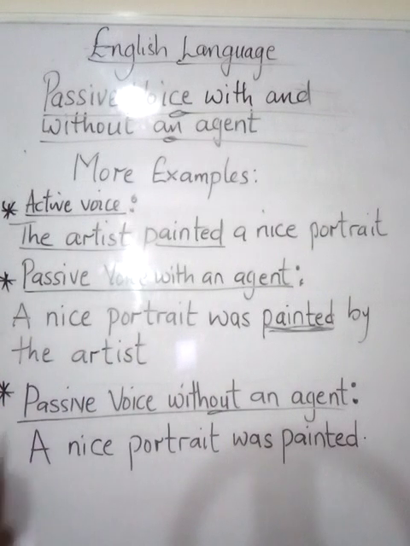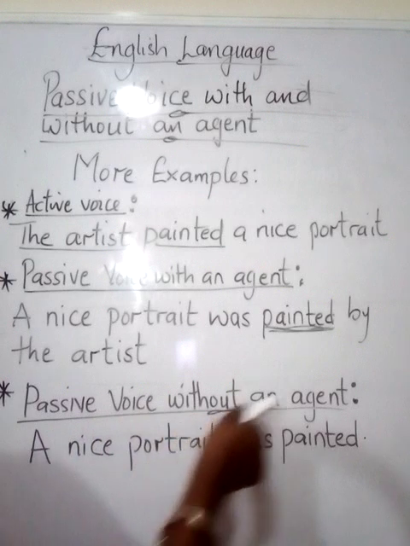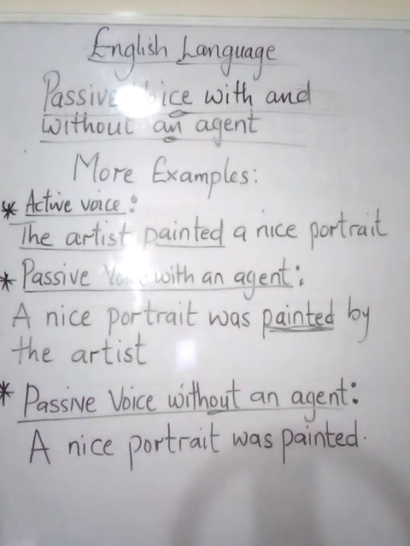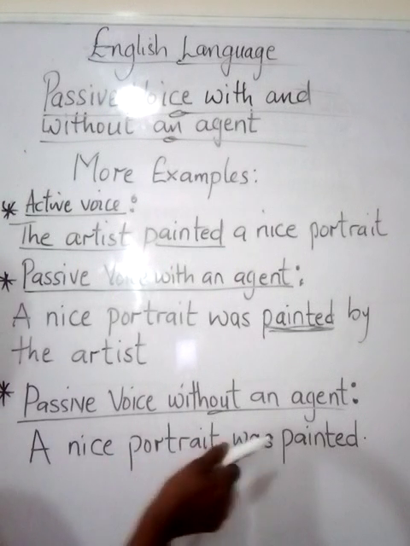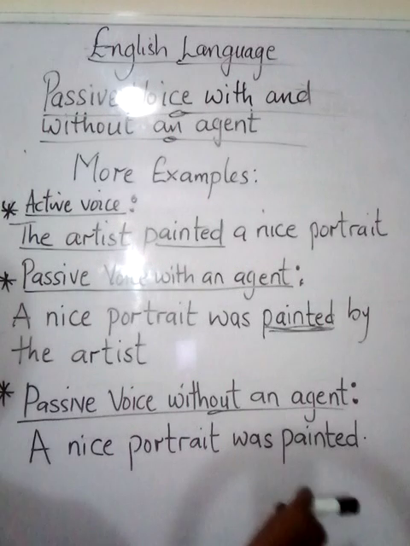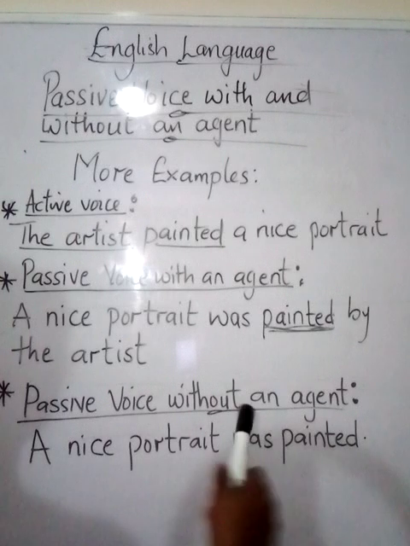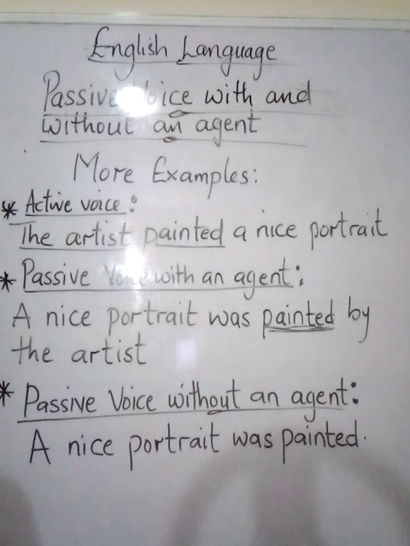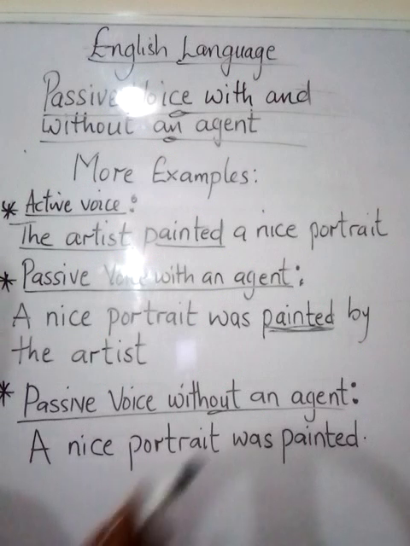So lastly, we're going to look at the same idea in passive voice without an agent. Passive voice without the doer of the action. So how does it go? It simply goes, a nice portrait was painted. And what could be the idea behind it? It could be that it's not important to mention who did it. The focus is on something else. And in some cases, it could be you didn't know or it's not known who painted the portrait. So just say, a nice portrait was painted.